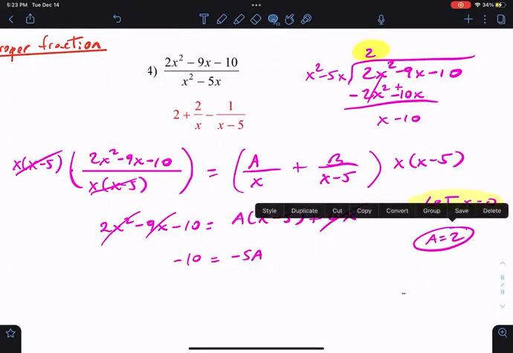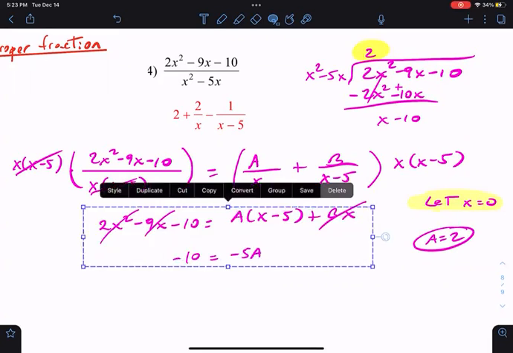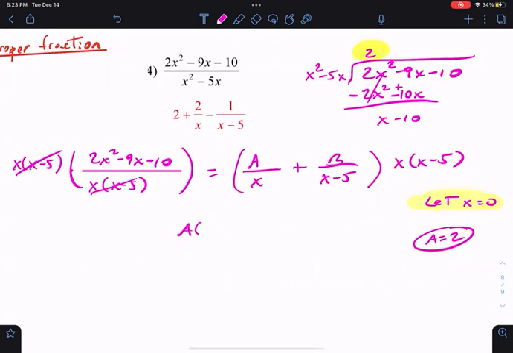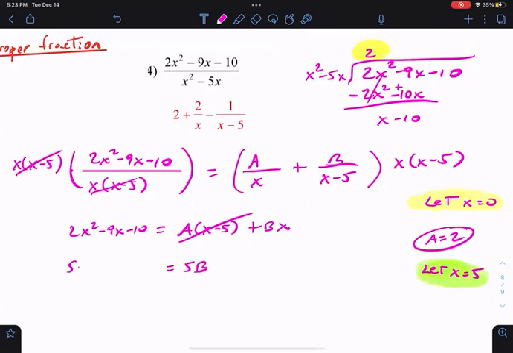We're almost done. We need to do the second case: a times x minus 5 plus bx. If we let x equal 5, let's put that in green, then this disappears. So we have 5b. 5 times 10 is 50, 50 minus 5 is 45, and minus 10, that's going to be negative 5, so 5b equals negative 5, and b equals negative 1. And that's basically it, right?